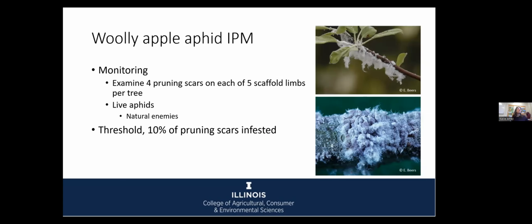There is monitoring. So this doesn't actually have trapping for it. You have to monitor, you have to scout. And you can see the scouting there, if you're examining pruning scars on scaffold limbs. And one thing that I should note here is that you always have to look for live aphids. Just because you see the woolly stuff doesn't necessarily mean that you have live aphids. So when you're scouting, you have to make sure there's actually live animals, because sometimes natural enemies will come in and take down the whole population for you. So you want to make sure before you're spraying that you actually have live bugs there.